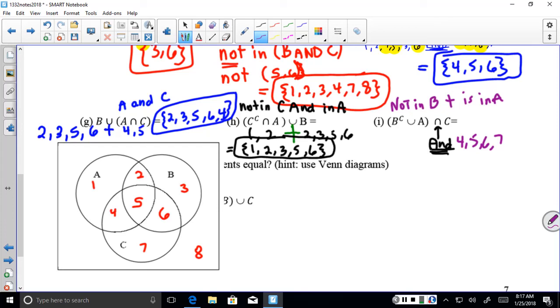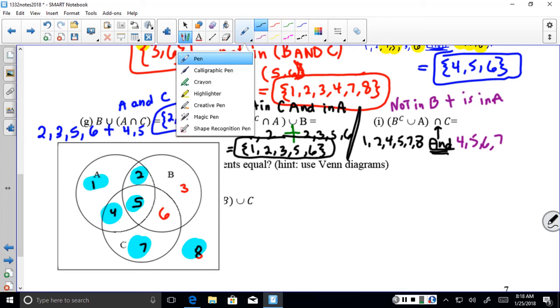So I'm going to highlight here. Everything not in B would be 1, 4, 7, 8. That's everything not in B. Plus, I want to add with this everything that is in A. So I also want to include what? The 2 and the 5. It doesn't matter if those two sides contradict. I want to include both sides. So on the left side of here, I'm going to have 1, 2, 4, 5, 7, 8.